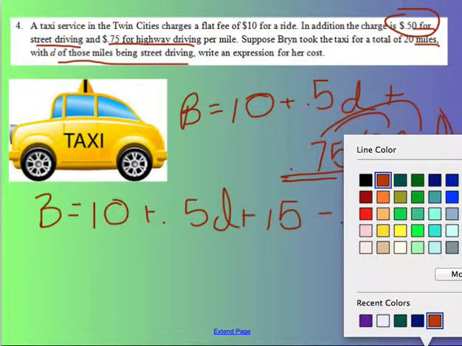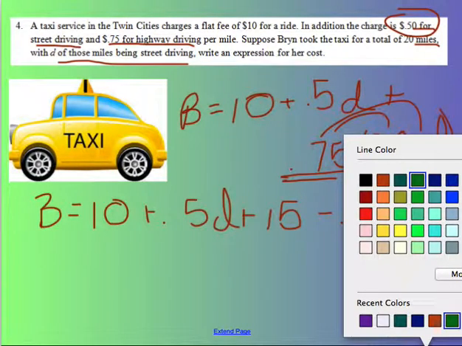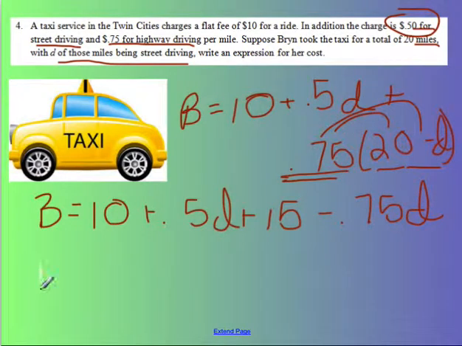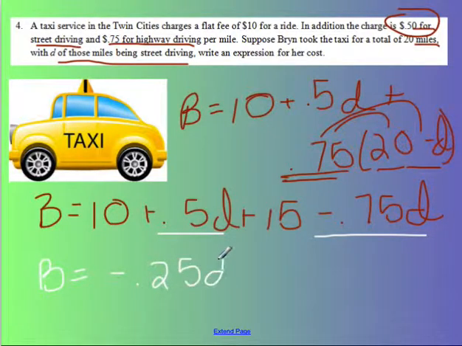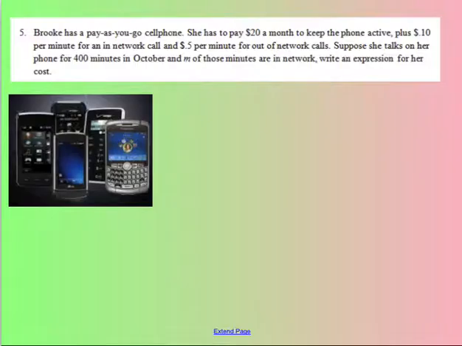So now I need to go through and combine some like terms. First and foremost, I'm going to combine my D's. 0.5D minus 0.75D is going to give me a negative 0.25D. Then 10 plus 15, when you add those together, gives you 25. So this right here represents your total bill. If you know how many miles you drove on the street, you could figure out exactly how much you're going to have to pay.